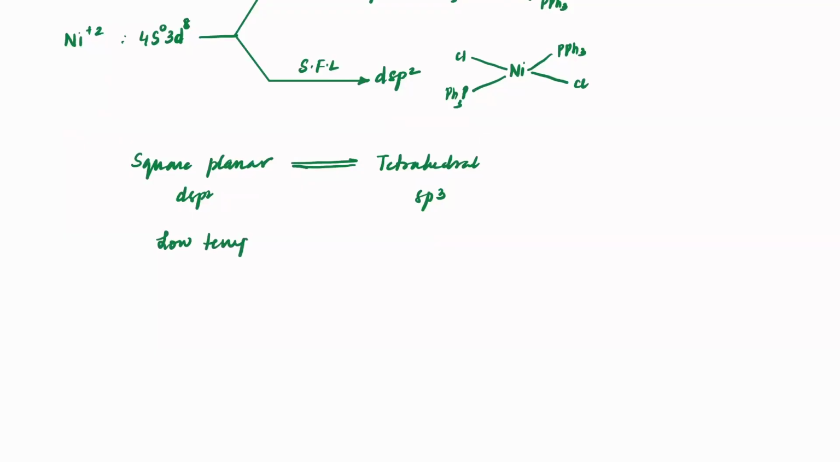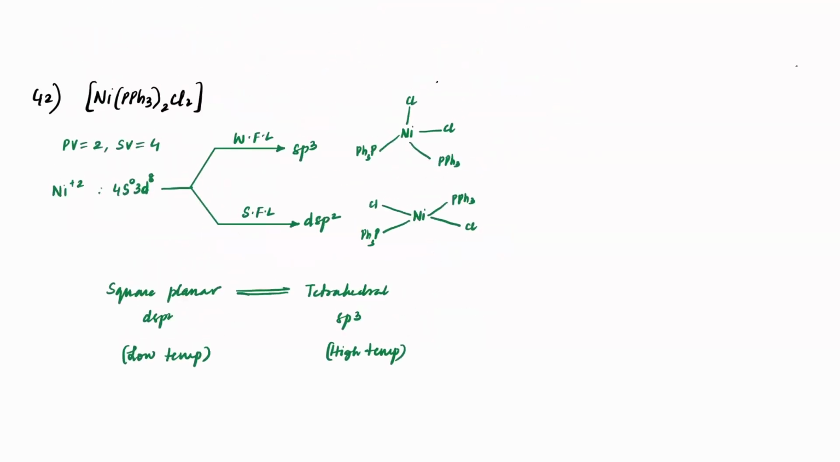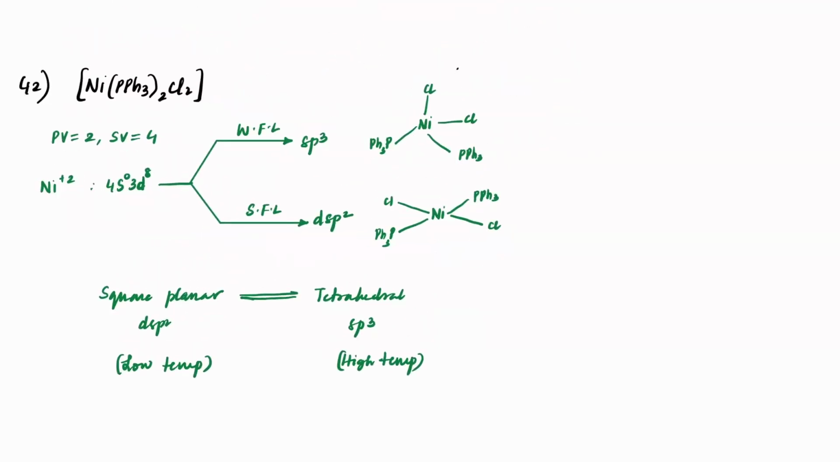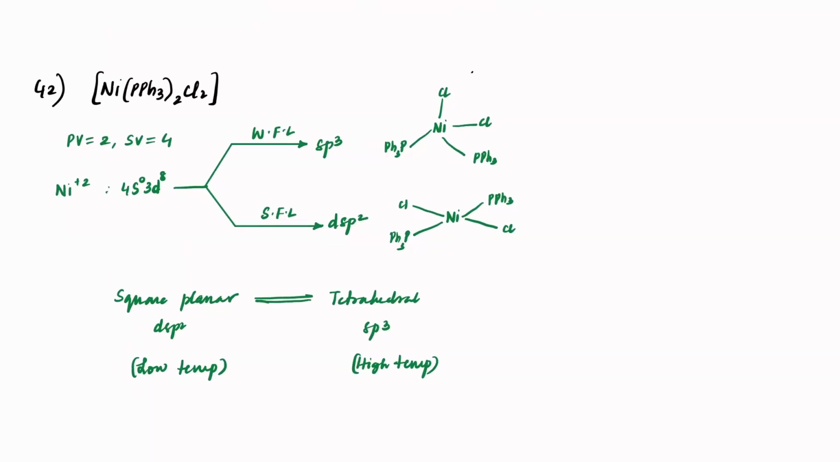At low temperature, square planar is more observed. At high temperature, tetrahedral is more observed. So low temperature and high temperature vary this way, everybody. In this case, please remember that both are possible. You just need to differentiate based on temperature. Okay. So check this out and write it down, everybody.